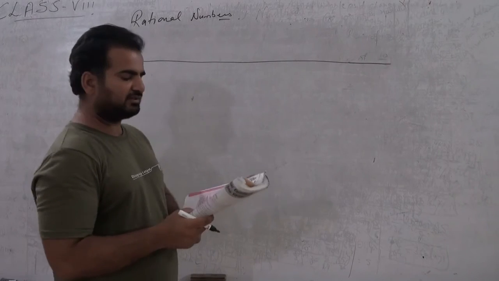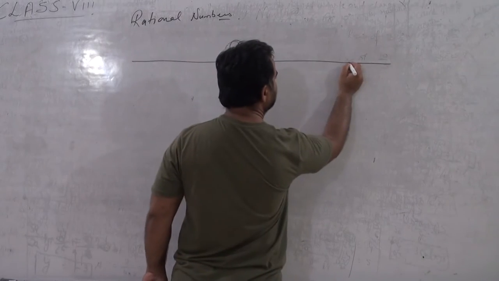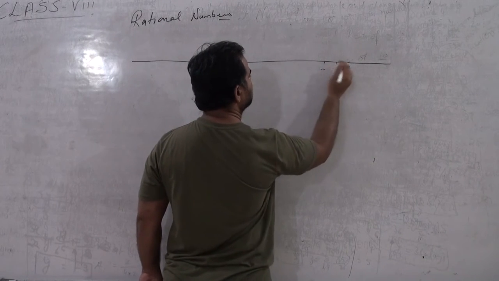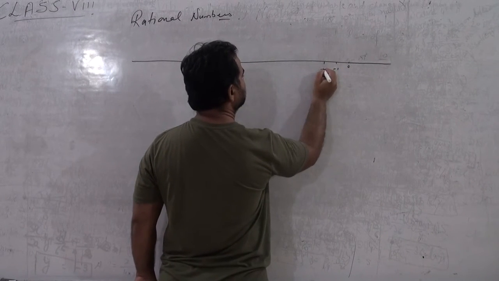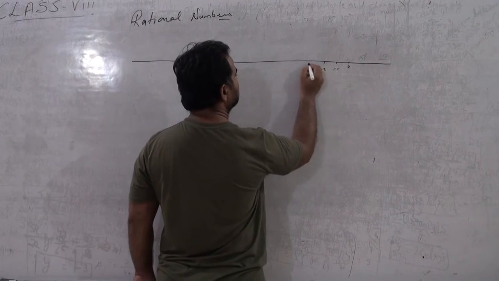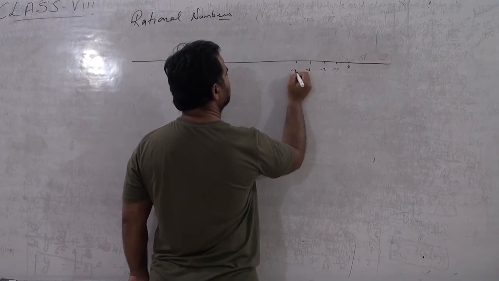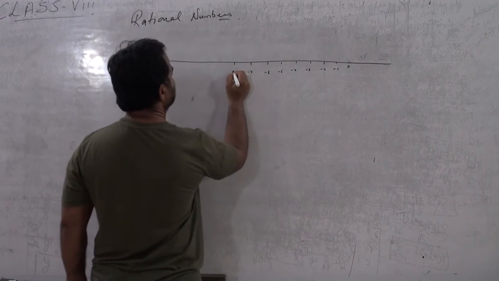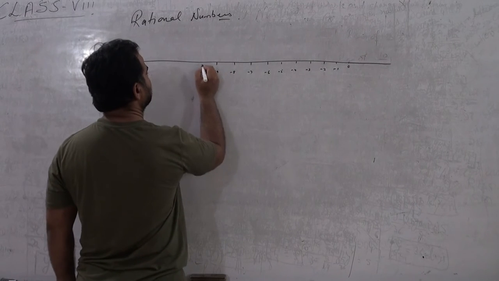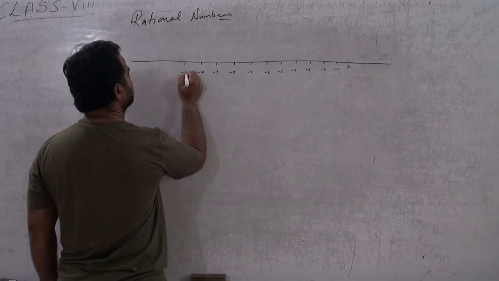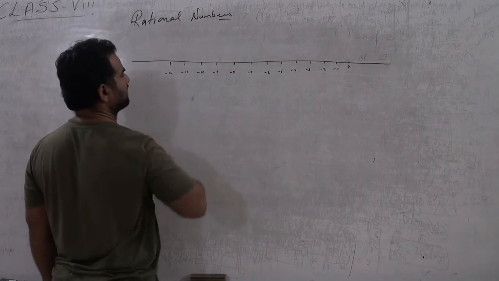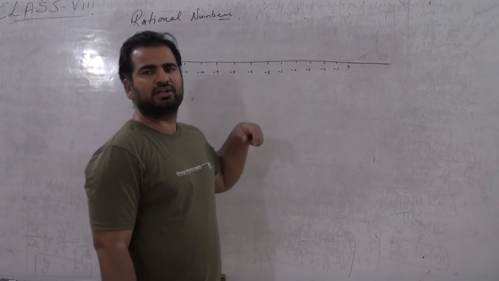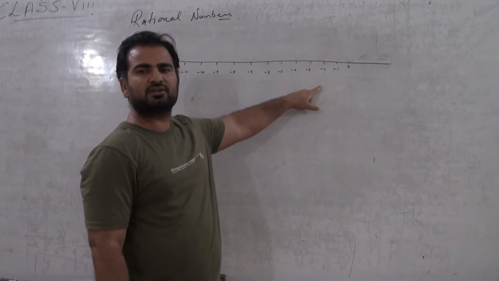Just writing some integers from 0. So this will be 0, 1, minus 1, minus 2, minus 3, minus 4, minus 5, minus 6, minus 7, minus 8, minus 9, minus 10, minus 11, minus 12. What we have done is, we have just written the negative integers, and negative integers are always on the left hand side of the 0.